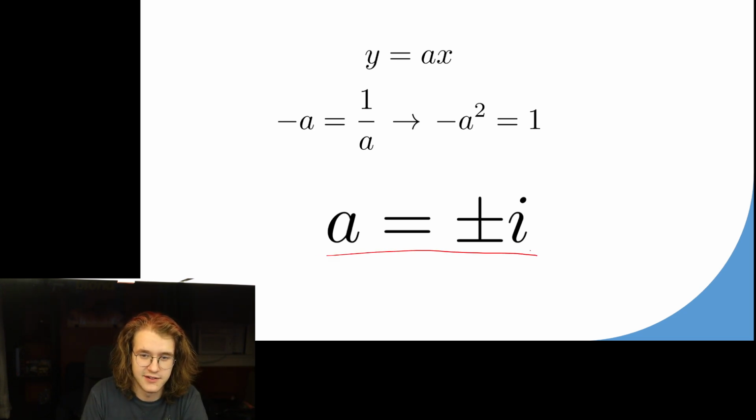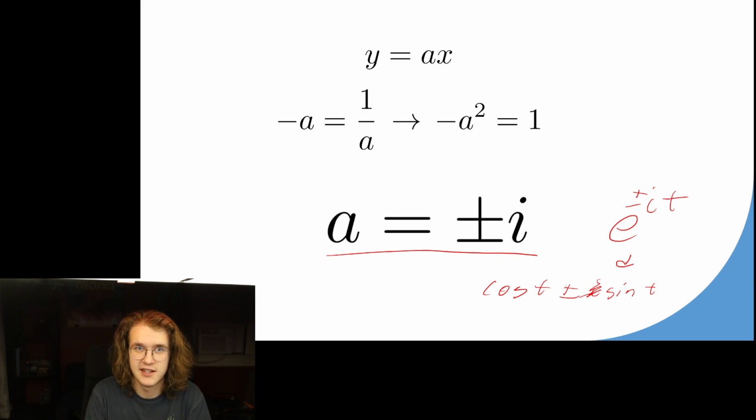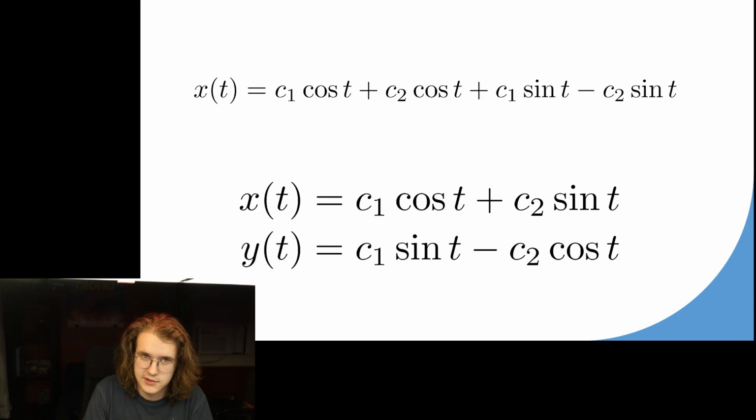This is what I got for the value of A, which means that we're going to get e to the i t plus or minus in our solution. And we also know that that is going to be cosine of t plus i sine of t. We of course can just ignore the sign. So it's going to be cosine plus or minus sine of t. So yeah, that's what I did.